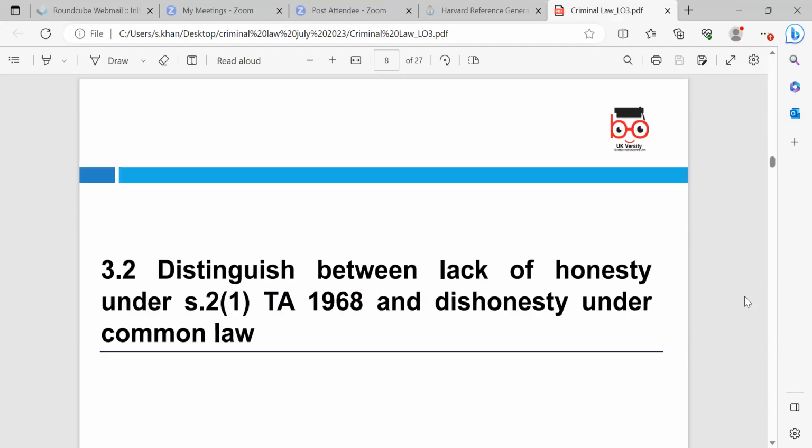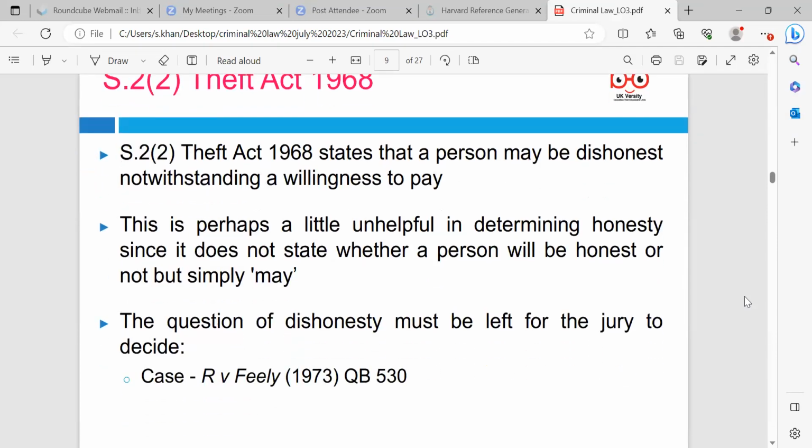3.2, distinguish between lack of honesty under Section 2, subsection 1 of the Theft Act 1968 and dishonesty under common law. So Section 2, subsection 2, Theft Act 1968 states that a person may be dishonest, notwithstanding a willingness to pay. This is perhaps a little unhelpful in determining dishonesty, since it does not state whether a person will be honest or not, but simply may. The question of dishonesty must be left for the jury to decide.